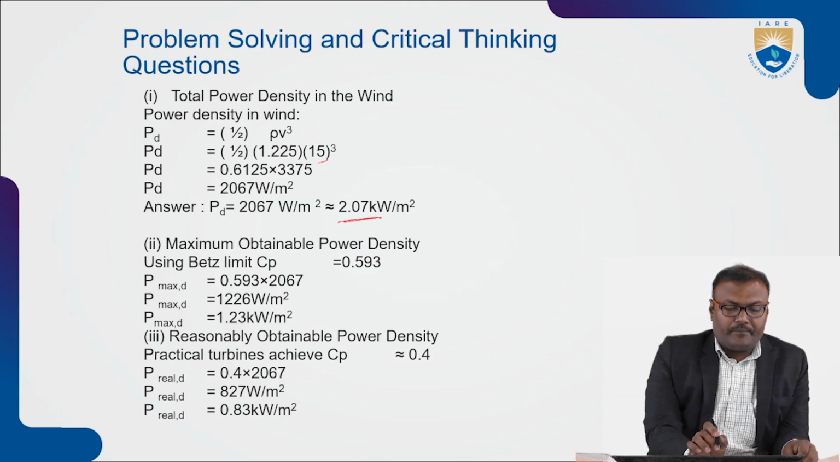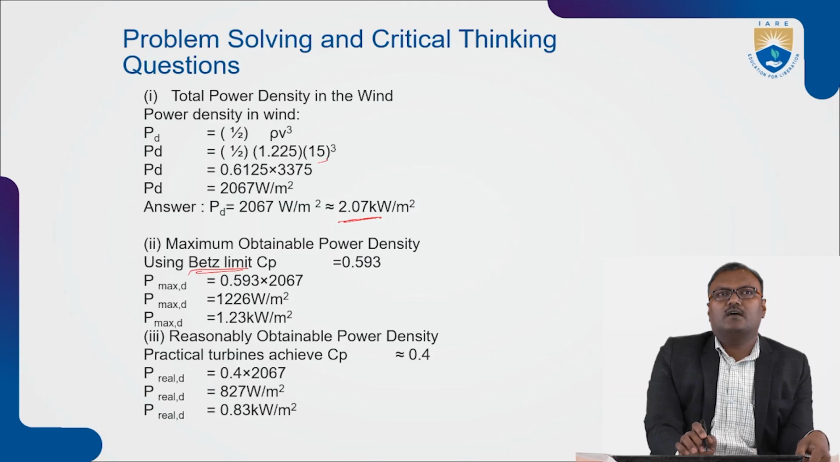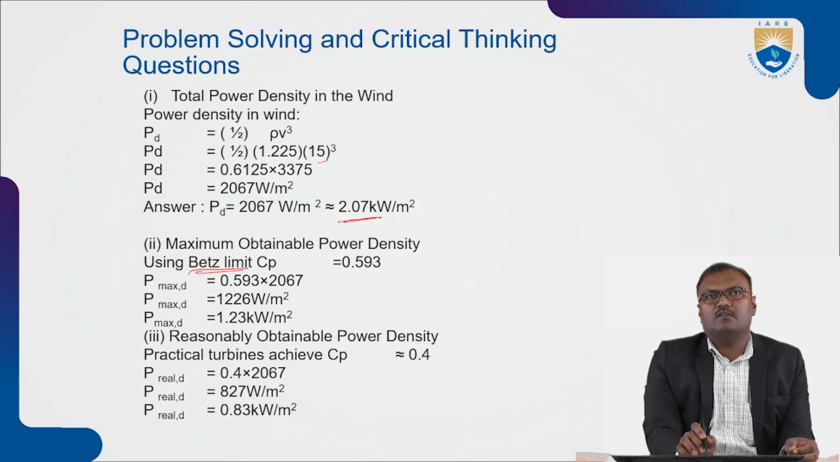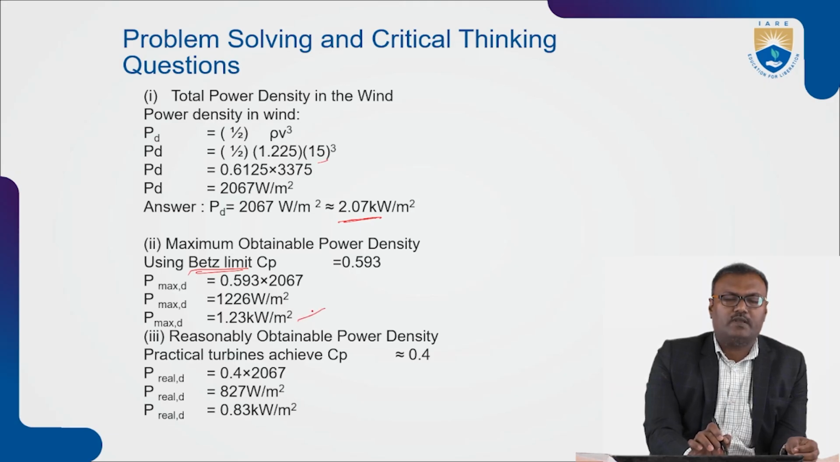And next one is maximum obtainable power density. This concept belongs to Betz's limit, that is only 59.3% of the power can be extracted by the wind turbine. So it is 0.593 times that of 2.07 kilowatts. So the maximum obtainable power density is only 1.23 kilowatts per meter square.